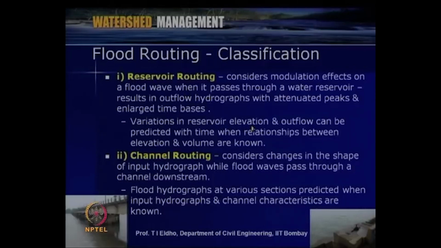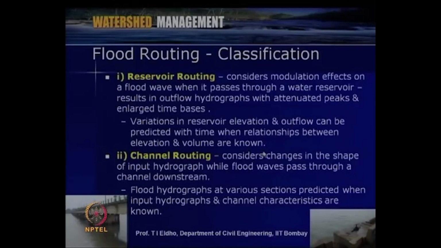So, variations in reservoir elevation and outflow can be predicted with time when relationships between elevation and volume are known. As far as the reservoir is concerned, if we know the volume within the reservoir at various flow depth conditions, then we can easily identify how much storage is there and how much is the possible outflow from the reservoir system. So, that way reservoir routing is very important. And the second one is channel routing.